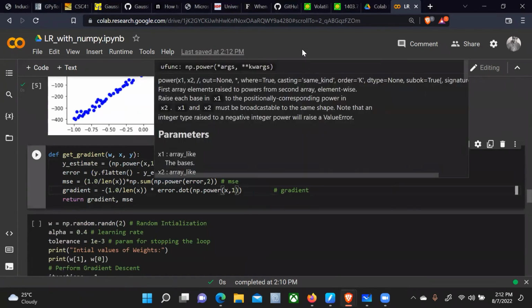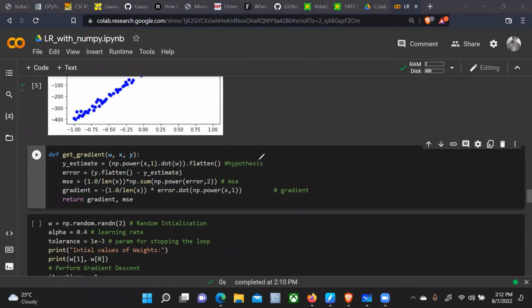So what we are really doing here, in this function, is first initializing the idea that y is nothing but theta 1 x plus theta naught times 1. Actually, I'm putting in an extra column of ones. Then we get the error, which is called mean squared error, and then the gradient. Do not worry if you do not know the math of the gradient here. Once we get the gradient, we return it from the function to the next function.